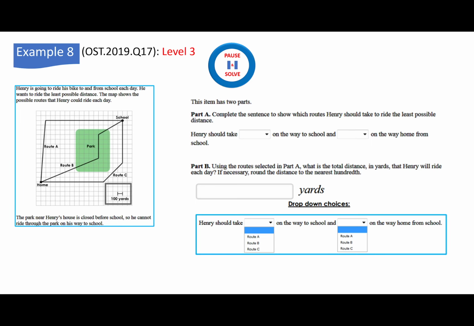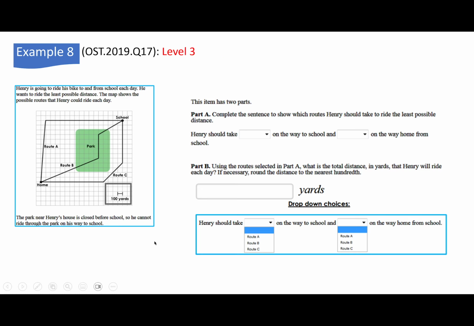Example 8. This is a very interesting example. Henry is going to ride his bike to and from school each day. He wants to ride the least possible distance. The map shows the possible routes that Henry could ride each day. Now, there's a problem here. It says there's a condition here. The park near Henry's house is closed before school, so he cannot take it in the morning on his way to school. So he cannot ride through the park on his way to school.